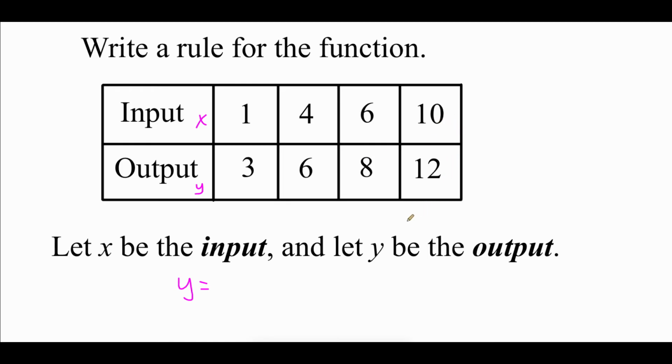And what it looks like to me is we're taking whatever this input value is and adding 2 to it. So I'm going to write this as y equals the input value, the x value, and we're adding 2 to that input value. So we have the equation y equals x plus 2.